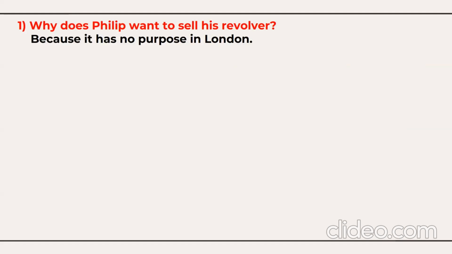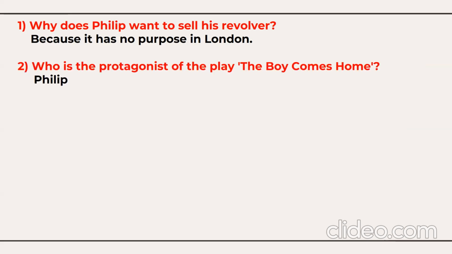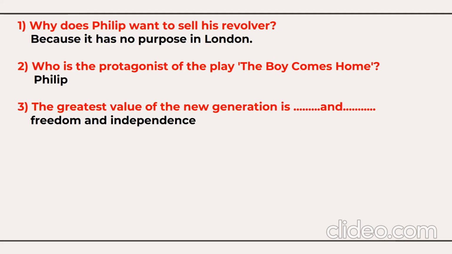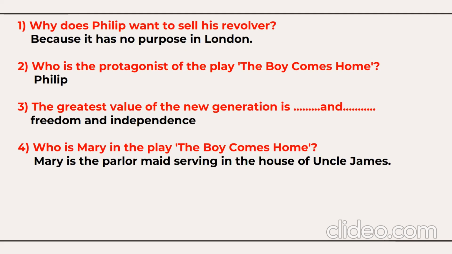Question number 1: why does Philip want to sell his revolver? Because it has no purpose in London. Philip feels that this revolver has no purpose in London, so he would like to sell his revolver. Who is the protagonist of the play? The main character of the play is Philip. The greatest value of the new generation is freedom and independence. Who is Mary in the play The Boy Comes Home? Mary is the parlor maid serving in the house of Uncle James.